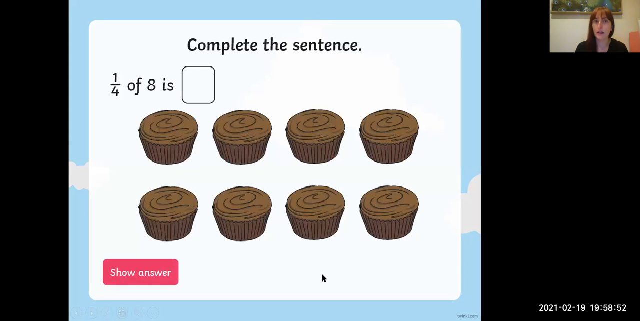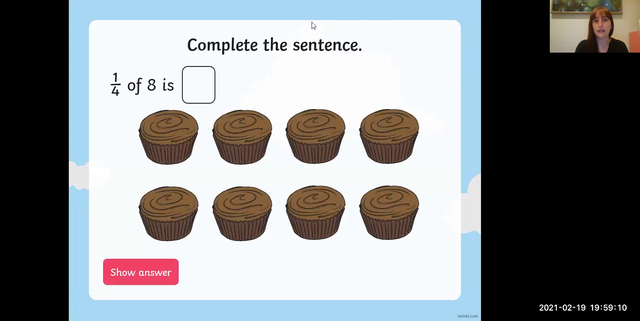How about this one then? Look at my fraction this time. Here it is. I haven't got a half this time, have I? What's this fraction? There's a 4 at the bottom as the denominator. It is a quarter. Well done. 1 quarter. So I'm looking at only one of those groups still, okay? So 1 quarter of 8.